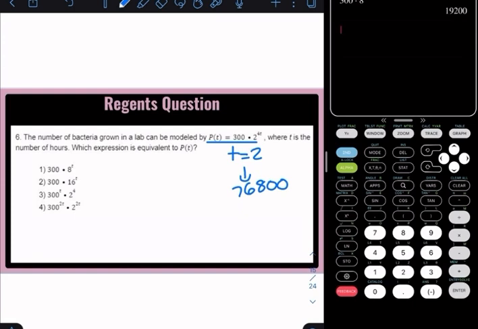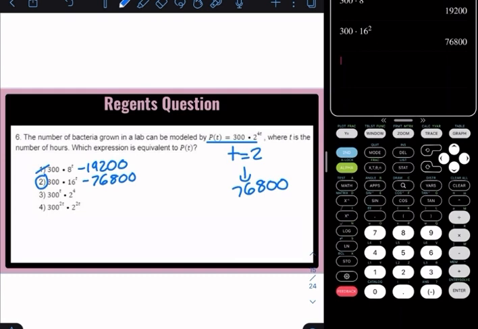That's 19,200. Not going to be my answer choice. Let's look at number 2. 3,000 times 16 raised to t power. T is going to be 2. And guess what? That gives us the same 76,800. So our answer would be choice 2.